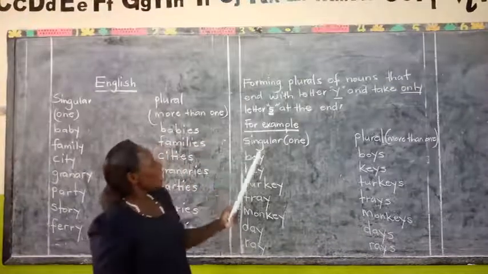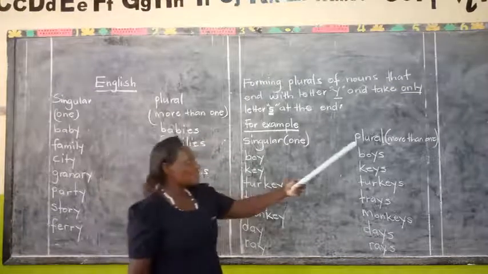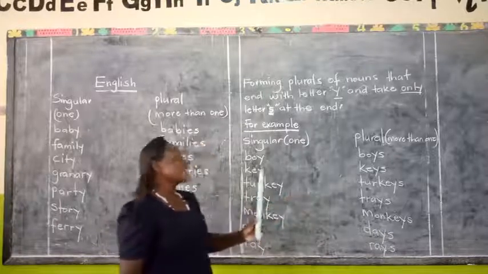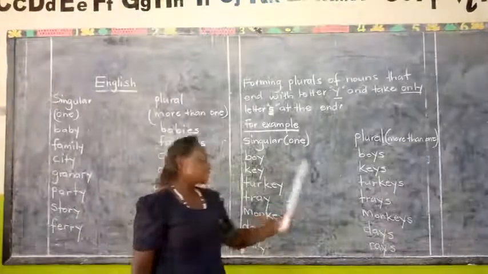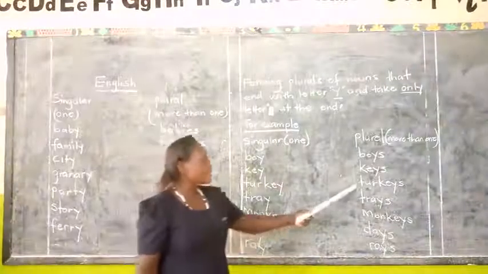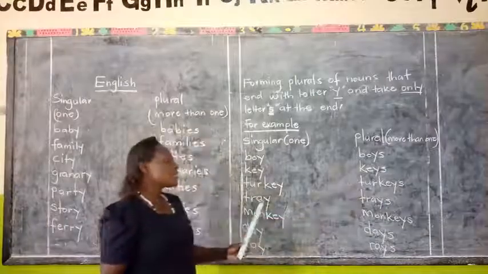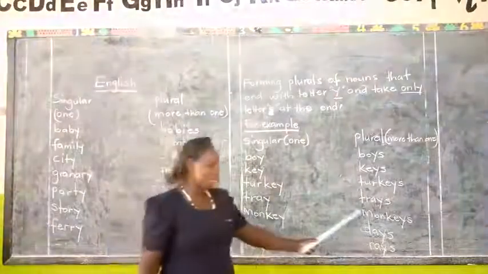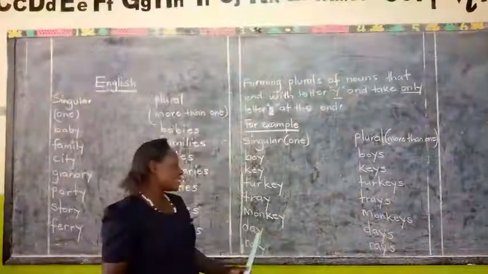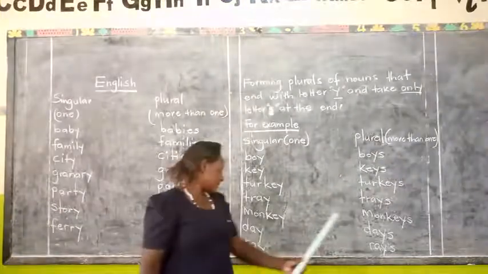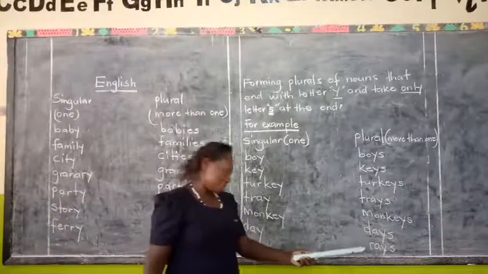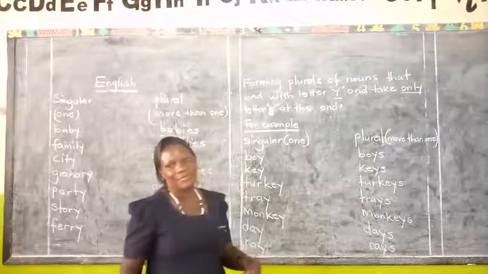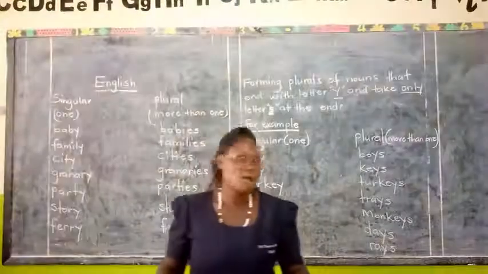For example, we have singular, then plural. Here we have boy, boys. Key, keys. Turkey, turkeys. Tray, trays. Monkey, monkeys. Day, days. Ray, rays. My dear friends, don't mix them up, okay? Don't mix them up.